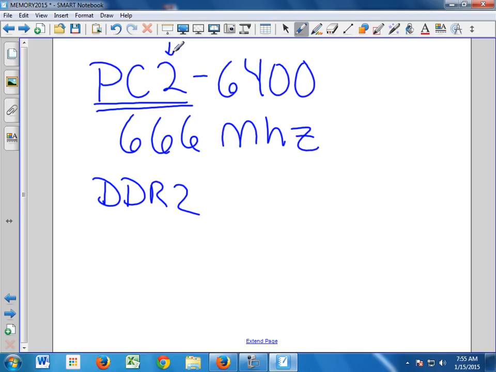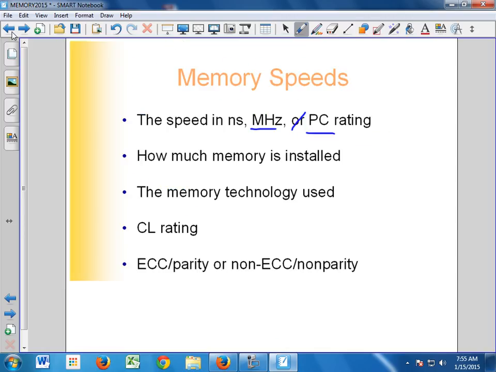The second thing we look at is the speed in megahertz. How fast is the RAM? Okay, so I'm looking at this chart. I'm going to look at the PC rating, and in this case it's a 2, and the megahertz, in this case it's 666 megahertz. Not the fastest that DDR2 goes, but almost. There's only one stick that's faster.